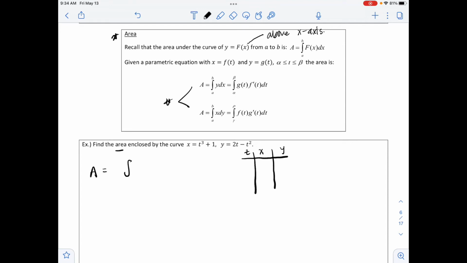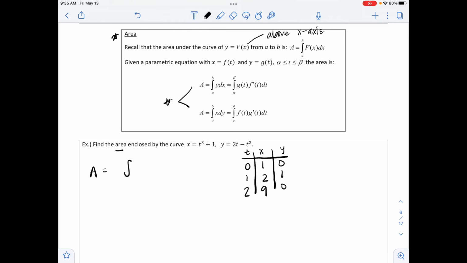And I'm going to just select a few values of t. I'll say 0, 1, and 2. When t is 0, substituting that in for x, you get 1. Substituting that in for y, you get 0. When t is 1, 1 cubed plus 1 is 2, and that would be my x value. Likewise, for the y value, I would have 2 times 1 minus 1 squared, which is 1. And for when t is 2, the x value I get is 9, and the y value would be 0.